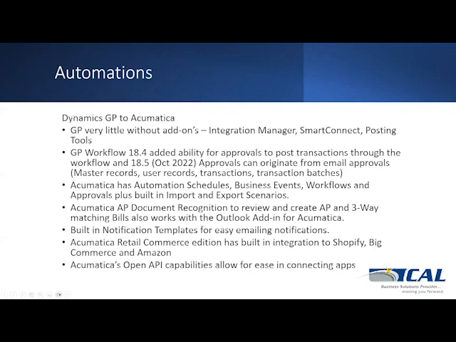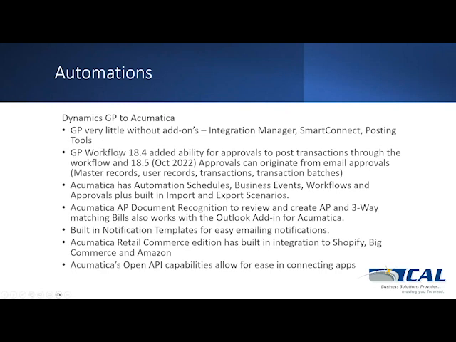Automations. Running a little bit low on time here. I'm trying to go as quick as I can. GP has very little in the way of automations, right? You can get integration managers through Microsoft, but it is essentially an add-on. Smart Connect is good for being able to do a lot of things. There are posting tools to help with auto post instead of having to do it manually.